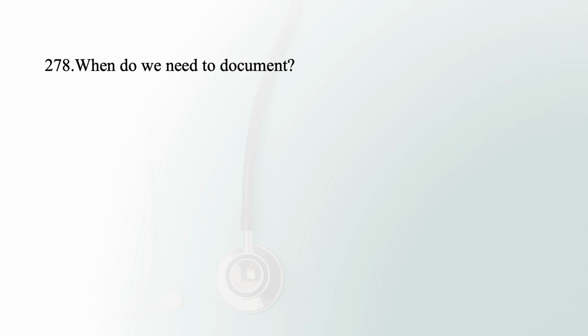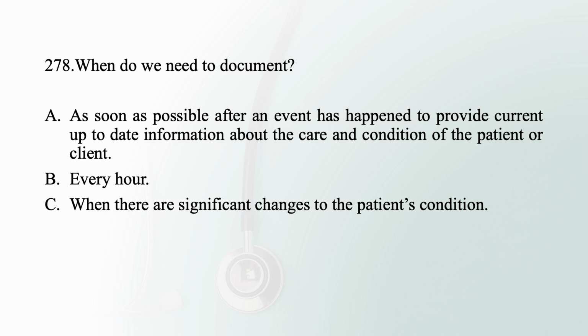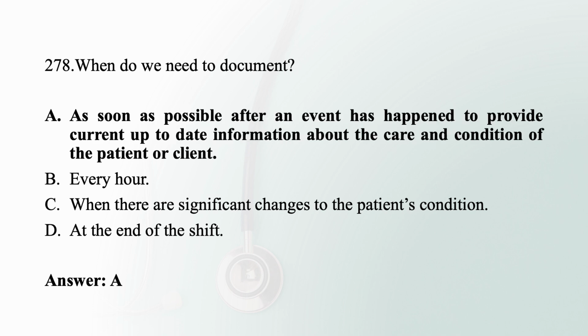Question number 278. When do we need to document? Option A: as soon as possible after an event has happened, to provide current up-to-date information about the care and condition of the patient or client. Option B: every hour. Option C: when there are significant changes to the patient's condition. Option D: at the end of the shift. The correct answer is option A: as soon as possible after an event has happened, to provide current up-to-date information about the care and condition of the patient or client.